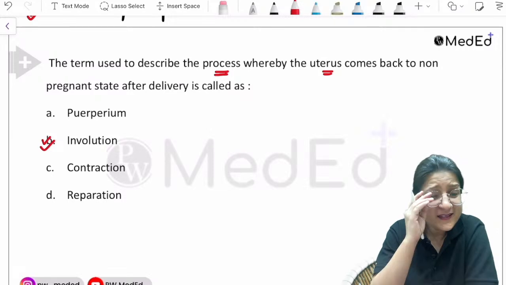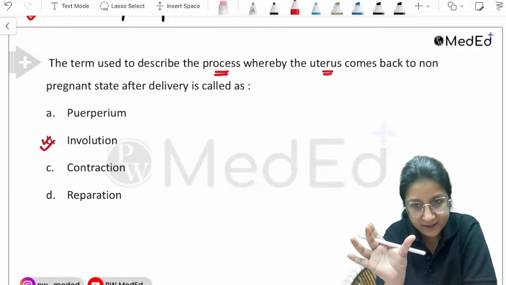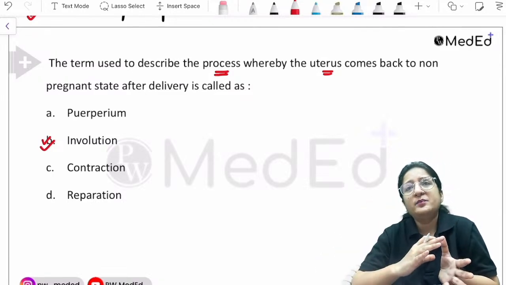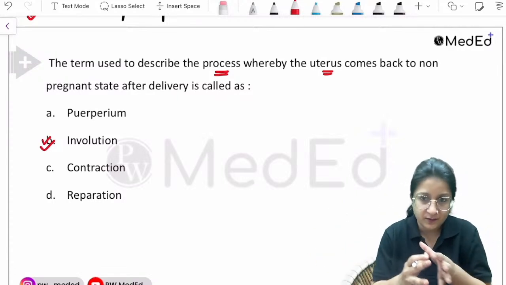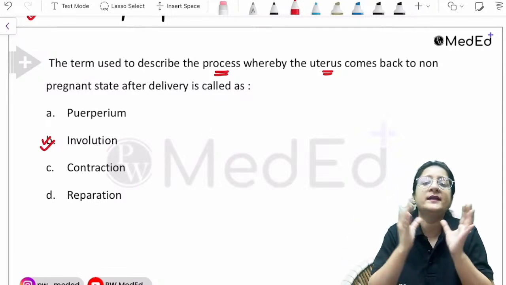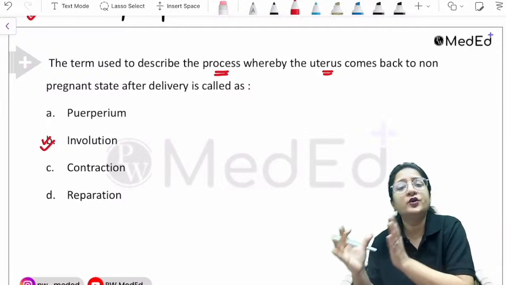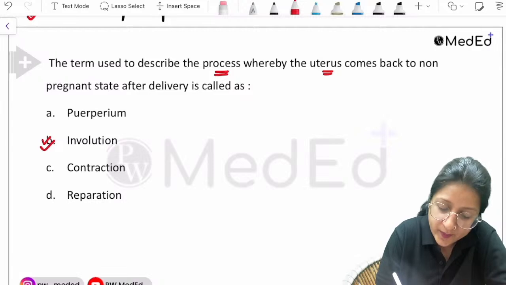Let's clarify these terms. Puerperium is the time period during which all the pregnancy related changes, all the physiological and maternal adaptations that happen during the 9 months of pregnancy, come back to the non-pregnant state. So the time period is called puerperium.